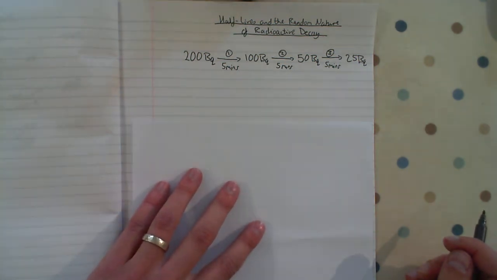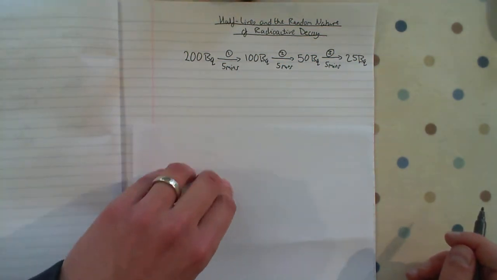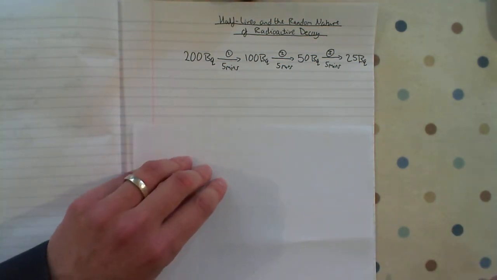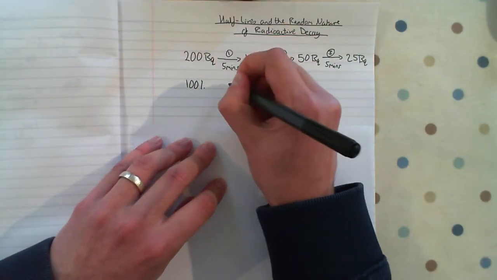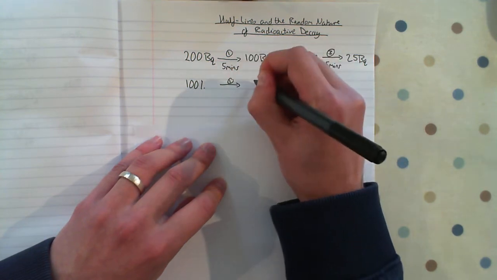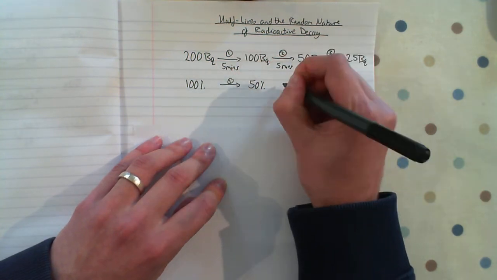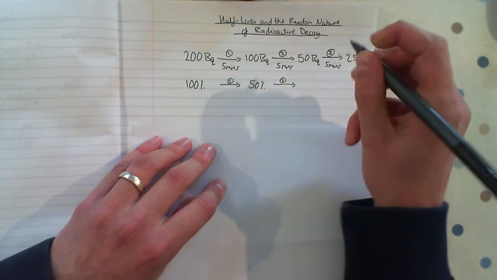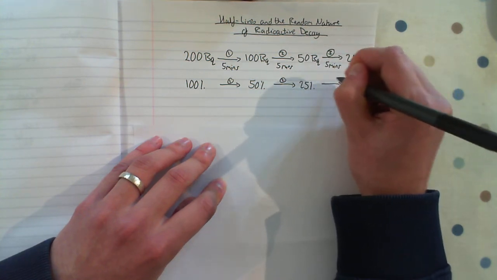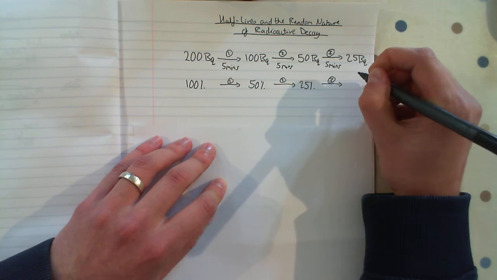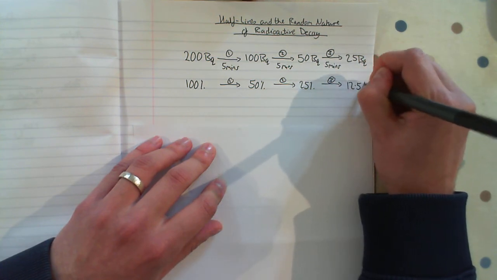We can also represent it not just as numbers but as percentages. So for example, if you start off with 100%, after one half-life you've got 50%. After a second half-life, you've got 25%. After the third half-life, you've got 12.5%.